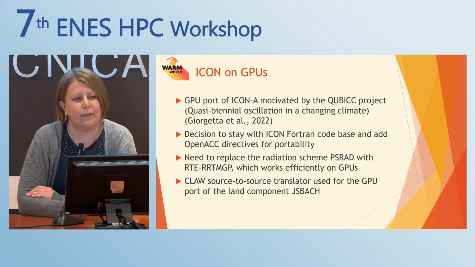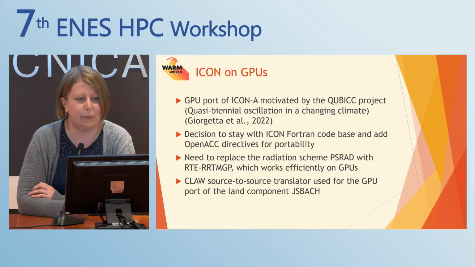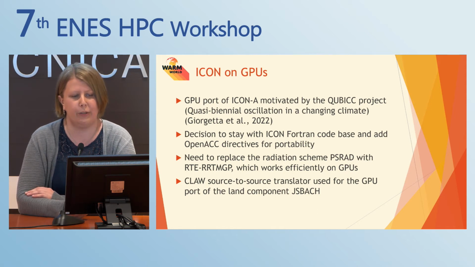But some of the key decisions were, firstly, to stay mostly with the original ICON Fortran code base and add OpenACC directives to really allow portability so that it can run both on standard CPU systems and on GPU systems. Then there was a need to replace the radiation scheme because PSrad, which was used before, would have needed a significant refactoring or rewrite, and it was unclear how much could be gained by this for running on GPUs. And so the decision was made to switch to RTE+RRTMGP, which works efficiently on GPUs and also on CPUs. And for the land component of the model, JSBach, the Claw tool, which is a source-to-source translator, was used for the GPU port.